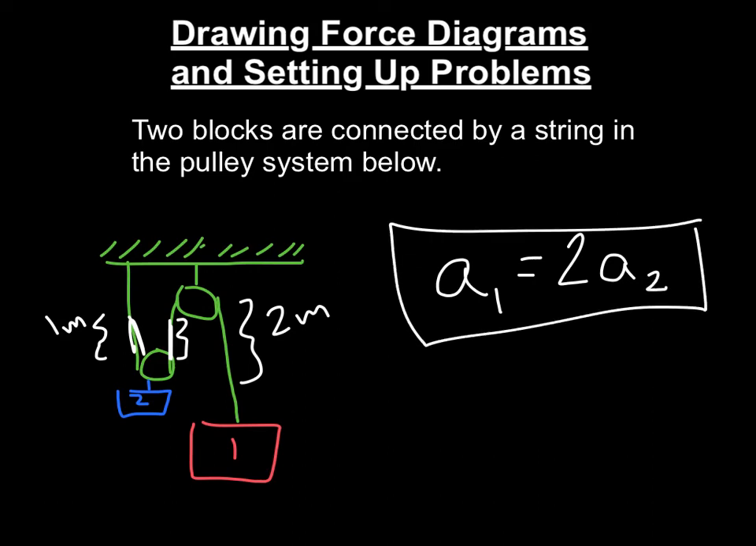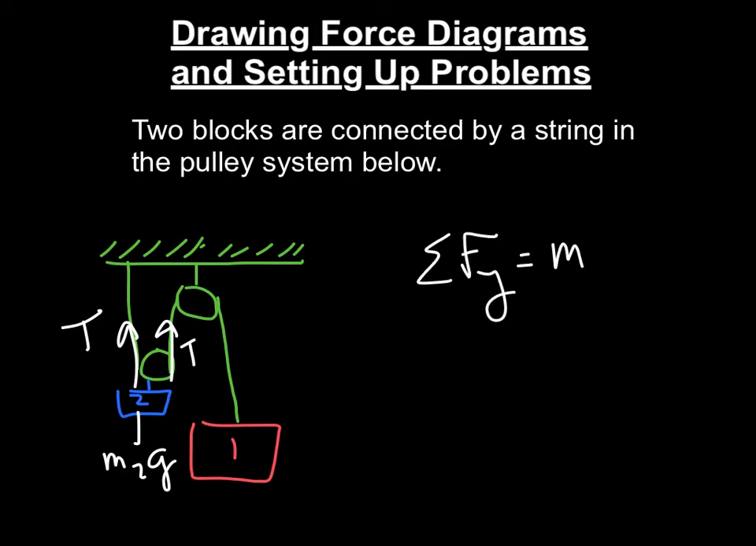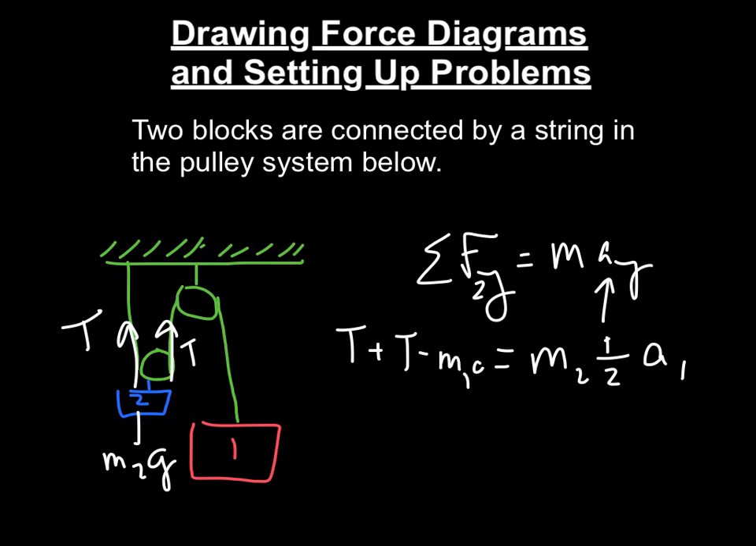Let's look at the forces on each individual block. If we're just looking at block 2, we've got tension, and we've got M2 G. So the sum of forces, in this case we only have the y direction, equals may, which in this case is one half A1 M2 equals T plus T minus M2 G.